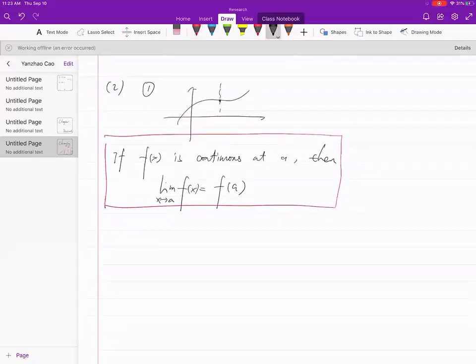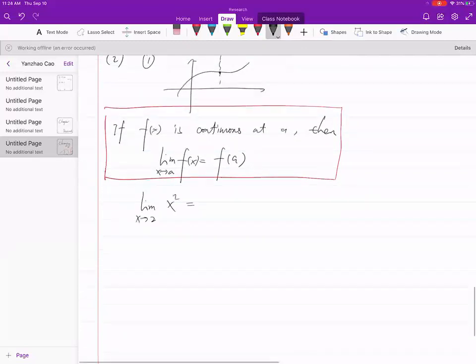That also tells you what is the limit when x goes to 2 of x squared. Well, is x squared continuous at 2? Yes. Then just plug in. Your function value and your limit are the same. So plug in 2 in x squared, you got 4.